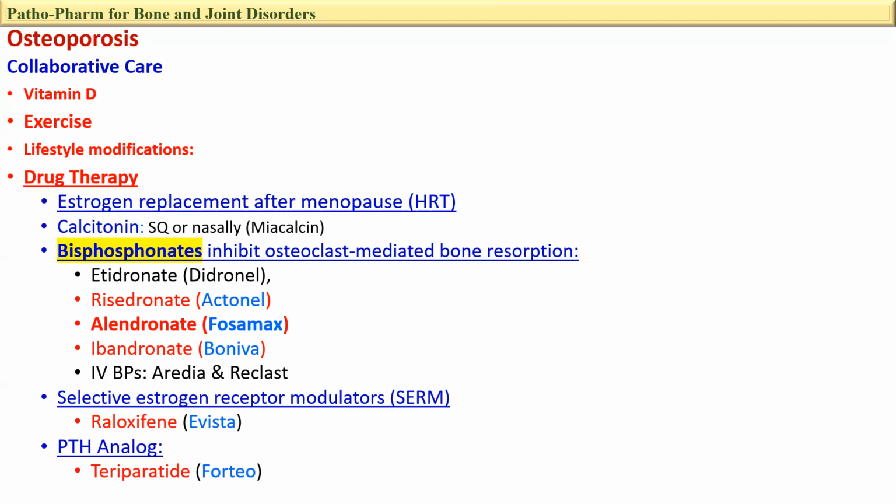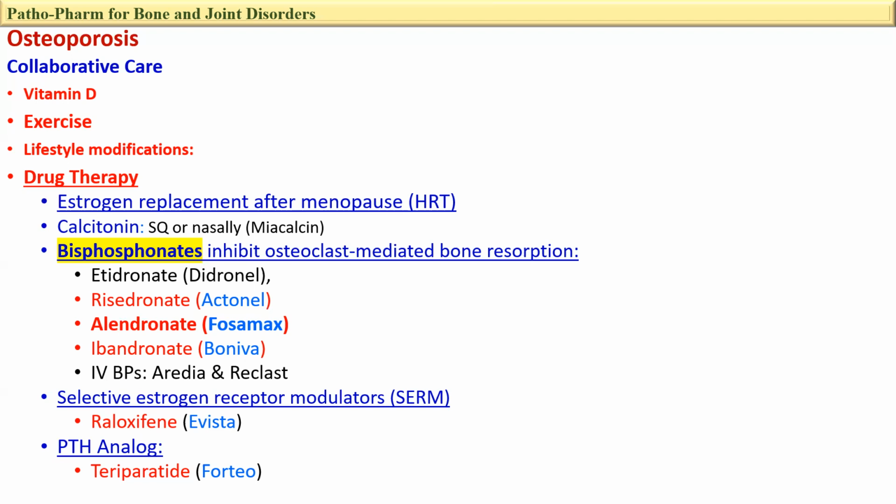So we have the bisphosphonates. They inhibit the osteoclast-mediated bone resorption. The most commonly used ones are Actonel, Fosamax, and Boniva. The "dronate" is another way you can identify these drugs: risedronate, alendronate, ibandronate. So dronate is the suffix for these drugs, and we can identify the bisphosphonates by it. When you see this suffix, you can say that this is a bisphosphonate.